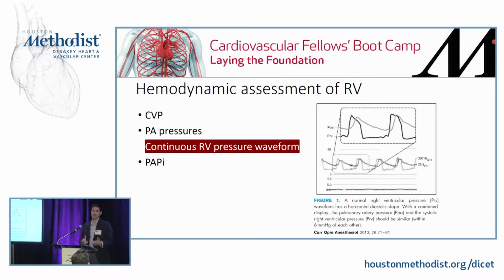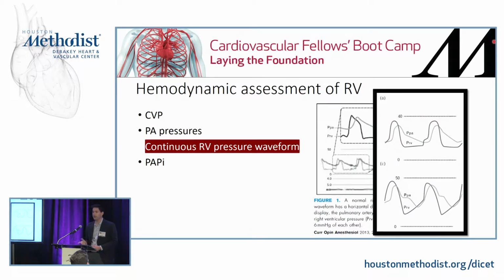Basically you take a transducer and hook it up to your RV port or infusion port of the PA, and you overlay that tracing on your PA. You get something like this, which would be what a normal tracing looks like, where the dark line is the RV and the lighter line is the PA tracing. You can see during diastole, the RV pressure is basically flat with maybe a slight incline, which makes sense. The reason you might be inclined to do this is it's a very dynamic, instantaneous assessment of how the RV is doing.